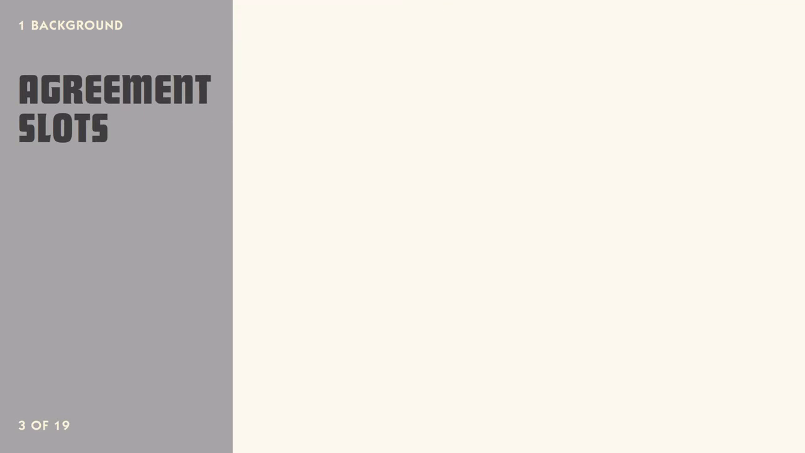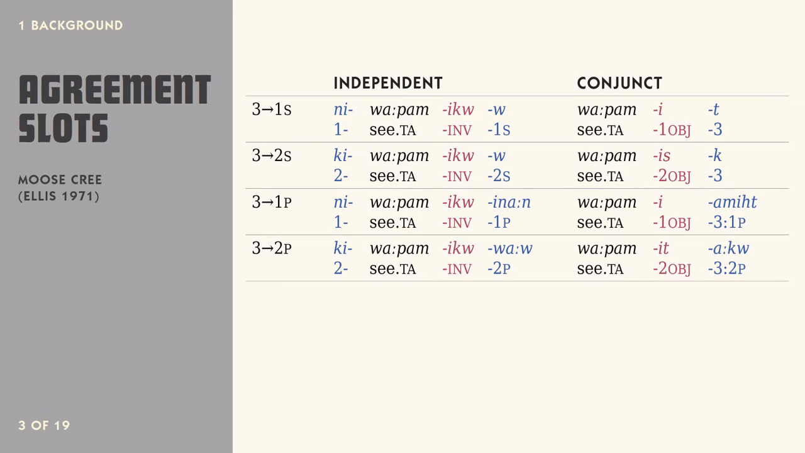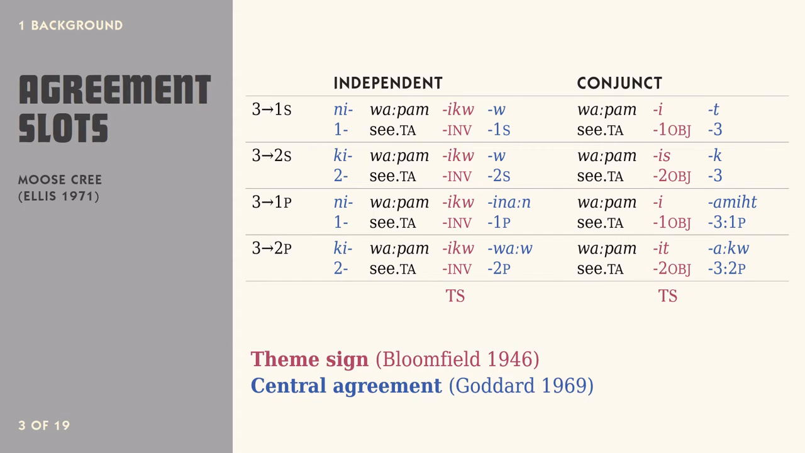I'll start with some brief background on Algonquian verb inflection. Two slots in the agreement inflection of transitive verbs are relevant to the discussion of direct and inverse. Consider these independent and conjunct forms from Moose Cree. The two crucial agreement slots are the theme sign, which follows the verb stem and is either an inverse marker or an object marker, and the central agreement, which is a single suffix in the conjunct and a prefix-suffix combination in the independent. I'll use the colors that you see here to distinguish these two slots in all data in this talk.